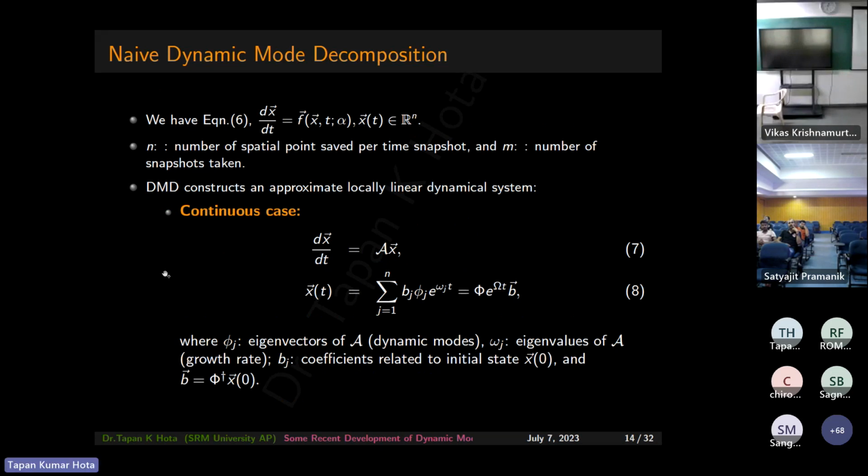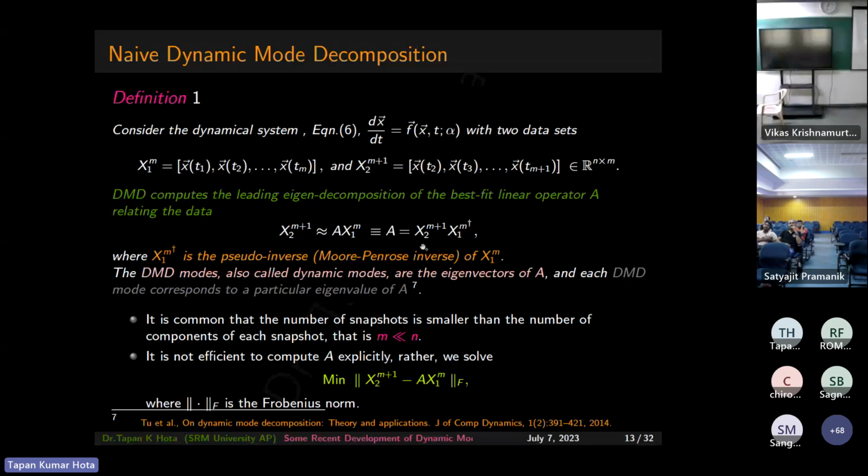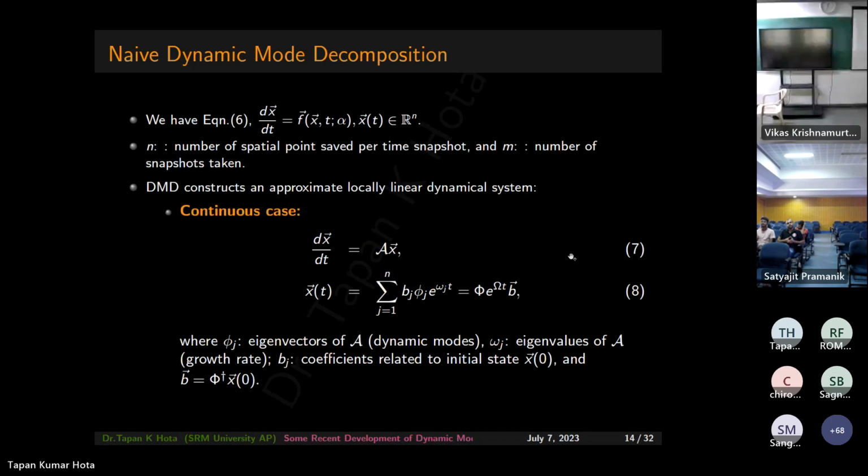So let us look at how we can do that in practice. We have this equation, the dynamical system, for us. N is the number of spatial points saved per time snapshot, and M is the number of snapshots taken. Now DMD, or dynamic mode decomposition, considers an approximately locally linear dynamical system. So this A is going to be a linear matrix if you have discrete data. If you have continuous data, it is going to be a linear operator.